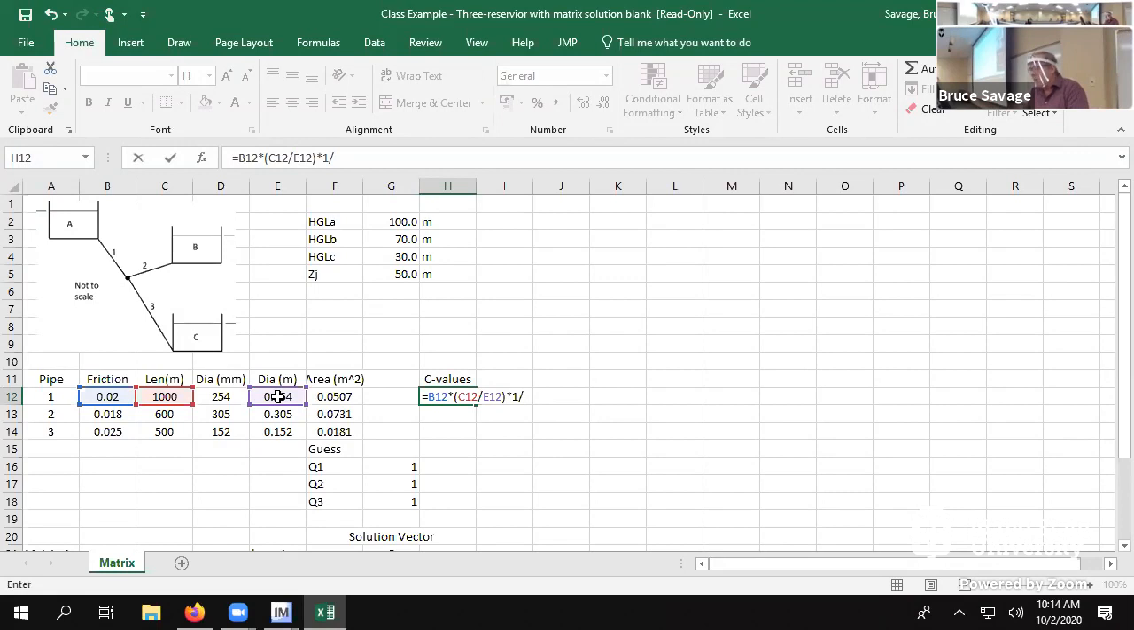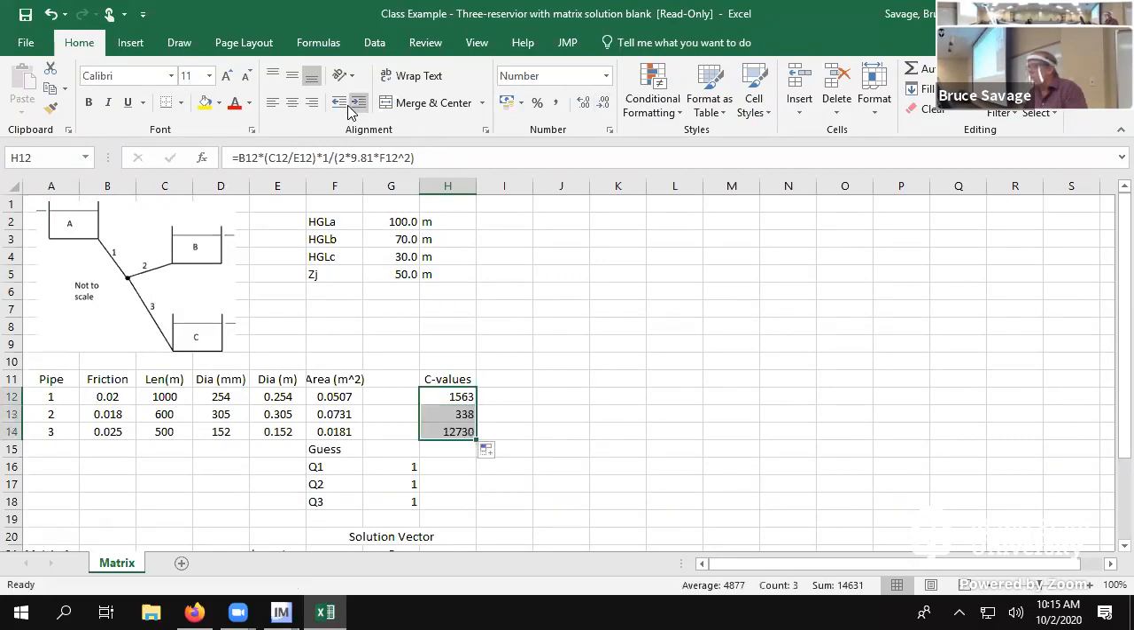And I could simplify this equation, just trying to put it in this form to remind you, 1 over 2 times g, so 9.81, times the area squared. Okay, and there's my C value right there. I'm going to clean that up a little bit. Don't need quite that precision. Bring it down here. All right, those are my C values.